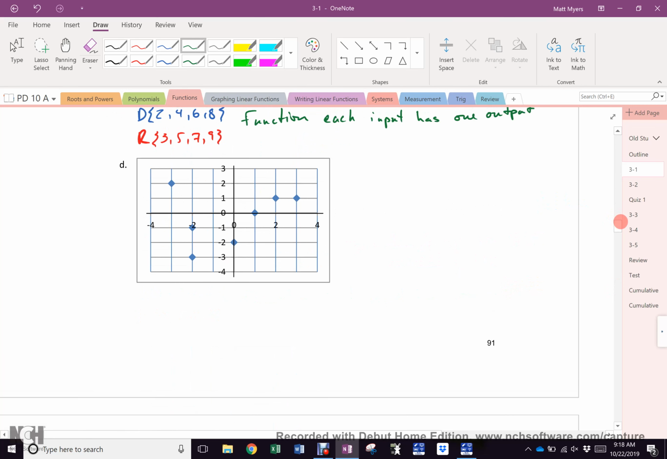What is different on D? It's a graph, but what is each of those points on the graph? It's a domain and range. It's an ordered pair, isn't it? So this right here is just negative 3, 2, correct? And you can do all the rest of them, yeah? Okay, so you guys tell me, what is the domain? And what is the range? Go.